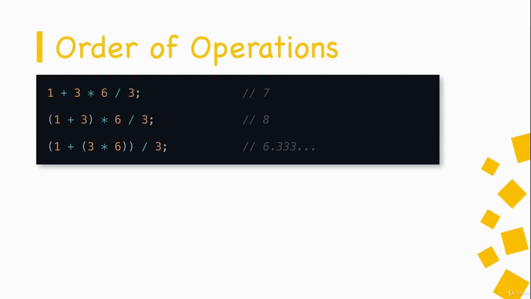So in this case, 3 times 6 is executed at the very first. So 3 times 6 gives us 18. And 18 plus 1 gives us 19. And finally, 19 divided by 3 gives us 6.333 and so on. So in this case, you can nest parentheses inside another, and the deepest nested parentheses will be executed first, and then the execution will move up the parentheses chain.